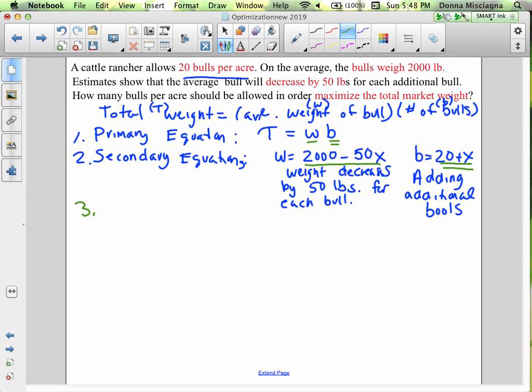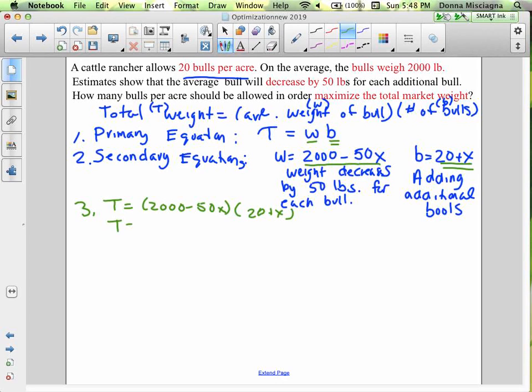All right, so now we have T equals 2,000 minus 50x times 20 plus x. Now we're going to have to take the derivative, obviously, to find the maximum. You could use the product rule, or you could just simplify the equation. I'm going to go with simplifying the equation.